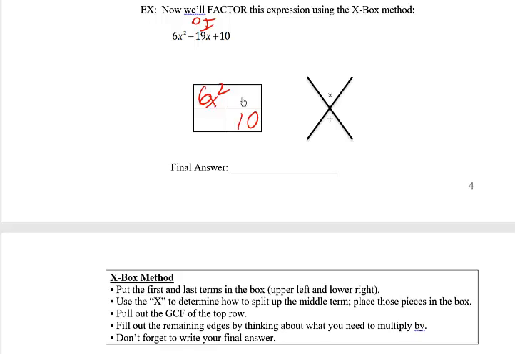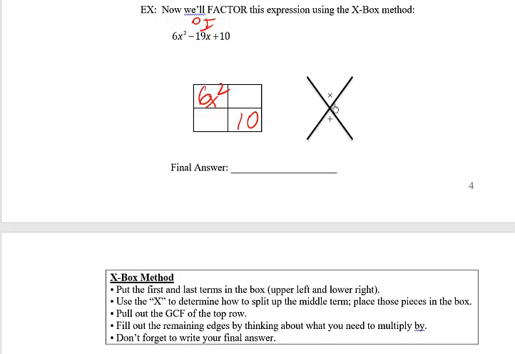I know there's going to be 2 terms in these 2 boxes, and if I add them up, I'll get the negative 19x. I'm just not sure what they are right now. One thing for sure, though, the coefficients will add to negative 19. Well, that's where the giant X comes in over here.